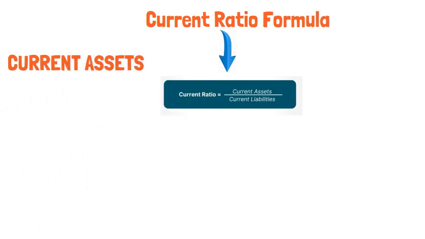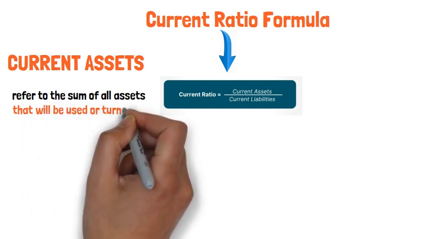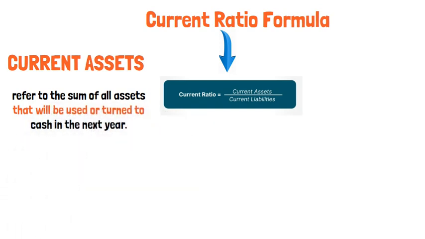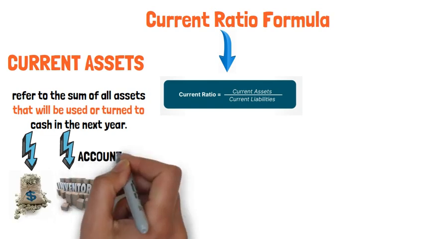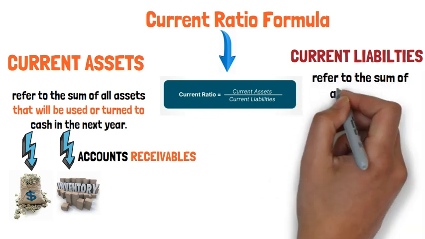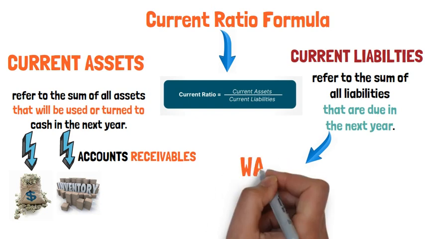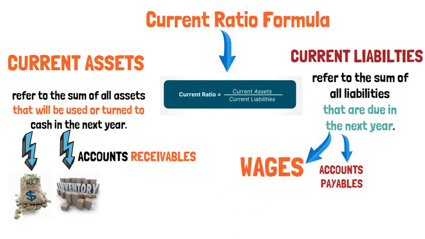Definition of terms. Current assets refer to the sum of all assets that will be used or turned to cash in the next year. This list includes cash, inventory, and accounts receivables. Current liabilities refer to the sum of all liabilities that are due in the next year. This list includes wages, accounts payable and mortgage payments and loans.